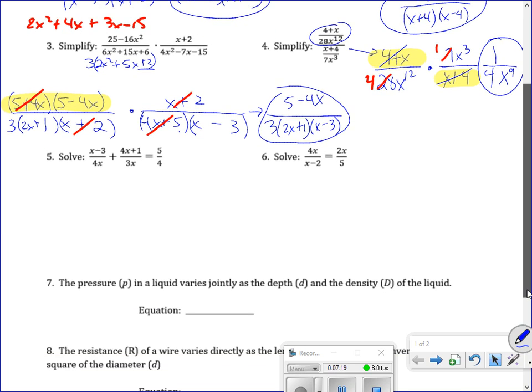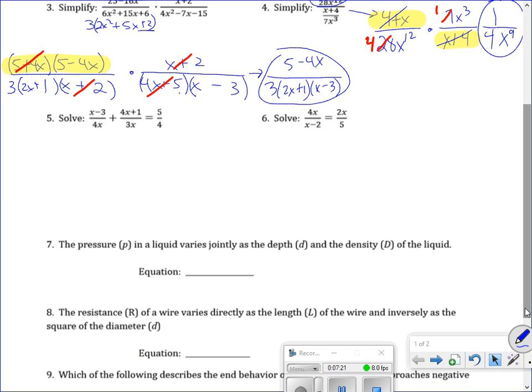All right, moving on to number 5. Number 5 is an equation, and also number 6. Now, number 6 is kind of the easier scenario. You have just two fractions equal to each other, so you just cross multiply. You do 2x times x minus 2, and then you do 5 times 4x. Now, of course, 5 times 4x is 20x. You can just write that.